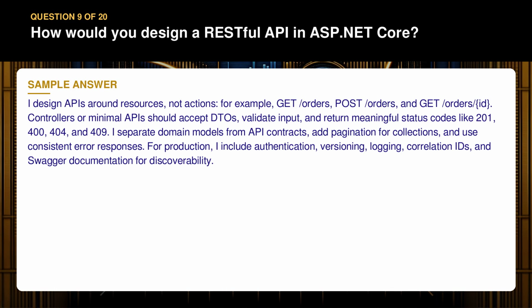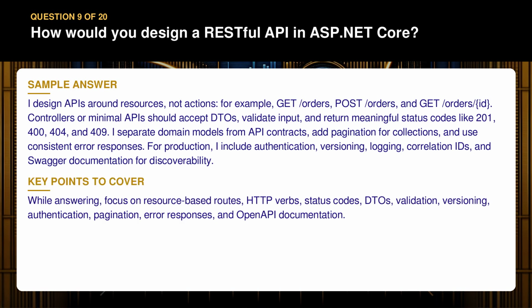I separate domain models from API contracts, add pagination for collections, and use consistent error responses. For production, I include authentication, versioning, logging, correlation IDs, and Swagger documentation for discoverability. While answering, focus on resource-based routes, HTTP verbs, status codes, DTOs, validation, versioning, authentication, pagination, error responses, and OpenAPI documentation.